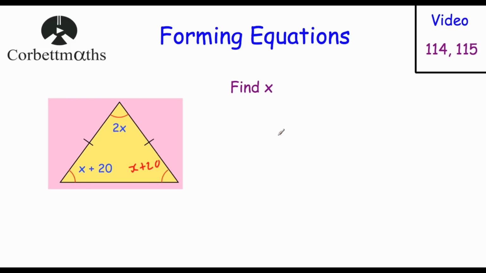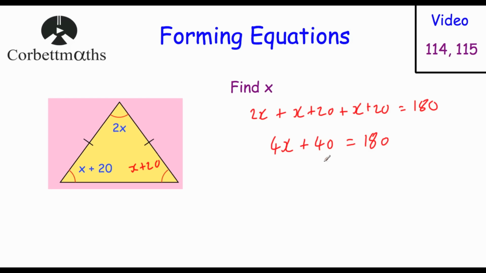So let's do that. So let's take our 2x and add our x plus 20 and add another x plus 20, and that will be equal to 180 degrees. So let's add up our x's. We've got 2x plus x, that's 4x's. And then we've got 20 plus 20, so that's going to be plus 40, and that equals 180. Now we've got 4x plus 40 equals 180, so let's take away 40 and take away 40. So take away 40 and take away 40 leaves us with 4x equals 140.